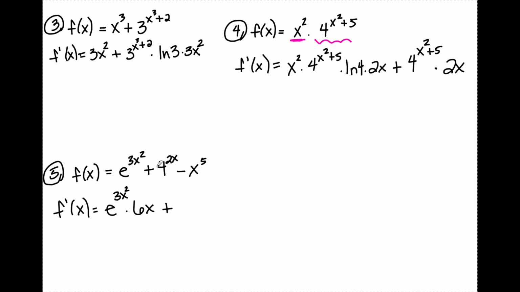When I take the derivative of 4 to the 2x, this is an a to the u. The rule for the derivative of a to the u is copy, ln the base, derivative of the exponent, minus, when I take the derivative of x to the 5th, this is your basic power rule. The variable is in the base. So the derivative of x to the 5th is 5x to the 4th.